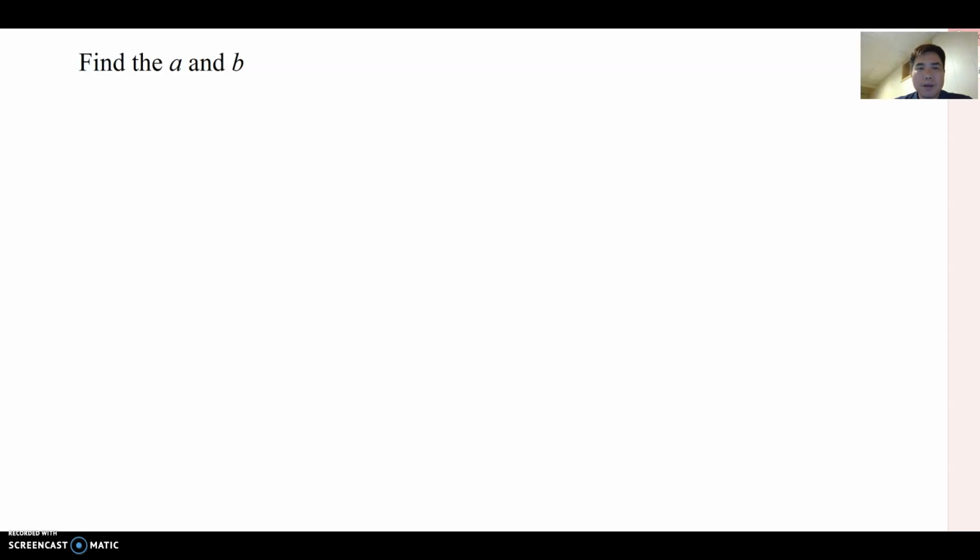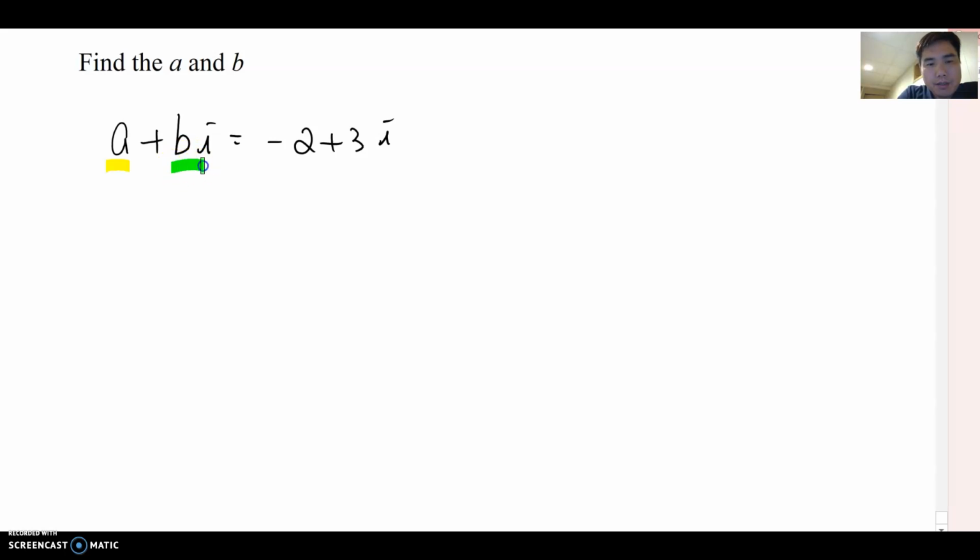So this time we will talk about finding the value of a and b based on complex number setting. Okay, so look at this example please. Example 1: a plus bi equal to negative 2 plus 3i. Okay, so as you see, a is the real number term. Bi is the imaginary number term. On the other side, this is the real number term, and this is the imaginary number term.